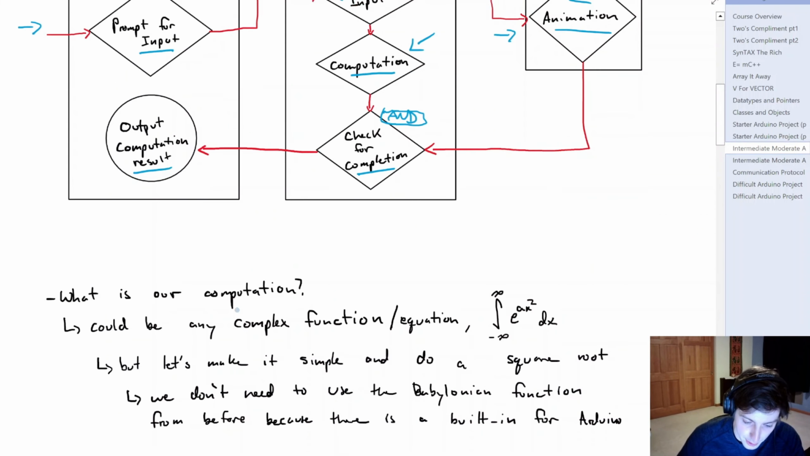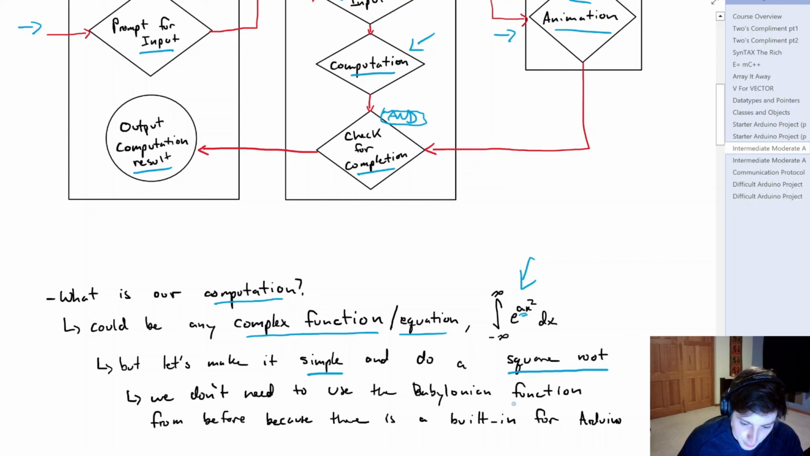If we try to think about what we can do for our computation, well, we could make that computation any complex function or equation. But no matter if we use a simple or complex function for this mini project, it doesn't change what we're trying to accomplish with this project. So let's make it simple, and let's just have the computation be a square root function.